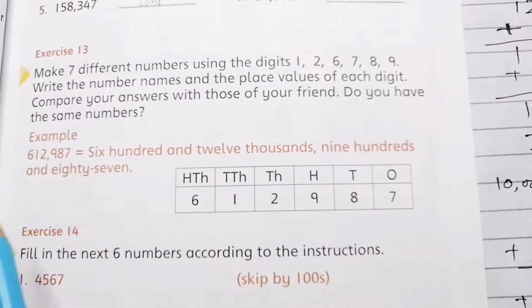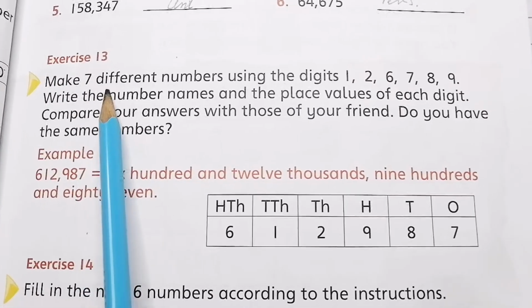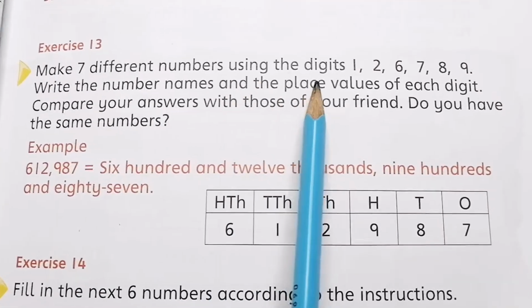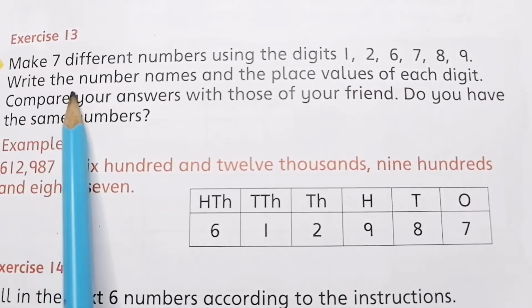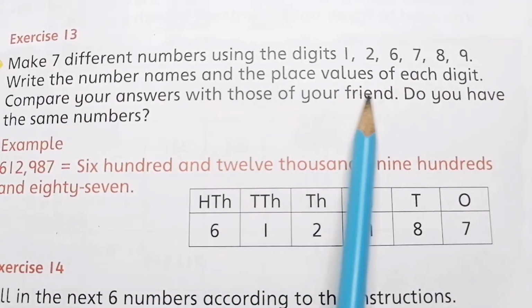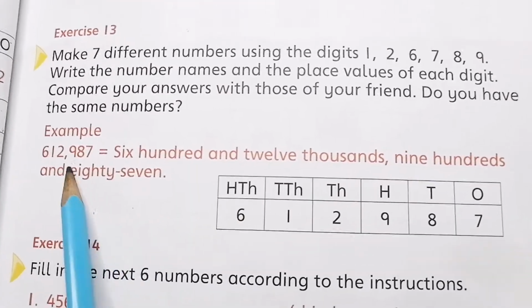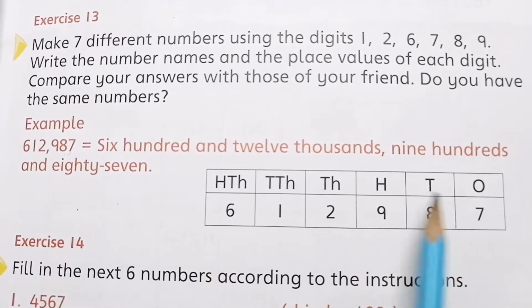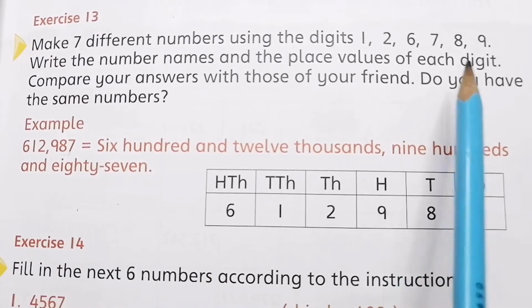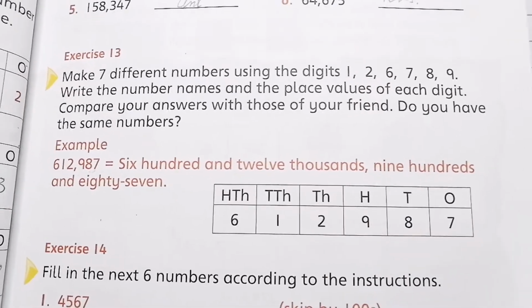Right? So here exercise 13, make 7 different numbers using the digits 1, 2, 6, and 7. Different numbers are given. Write the number names and place value of each digit, right? Here an example is given, with 1, 2, 3, 4, 6 numbers, and you draw a place value chart and write them. Similarly here also you draw a place value chart and write them like this.